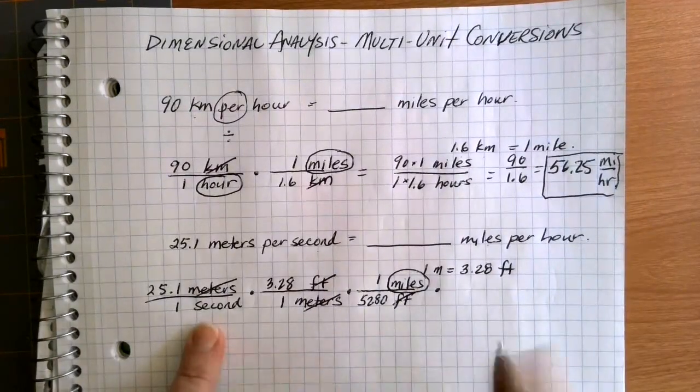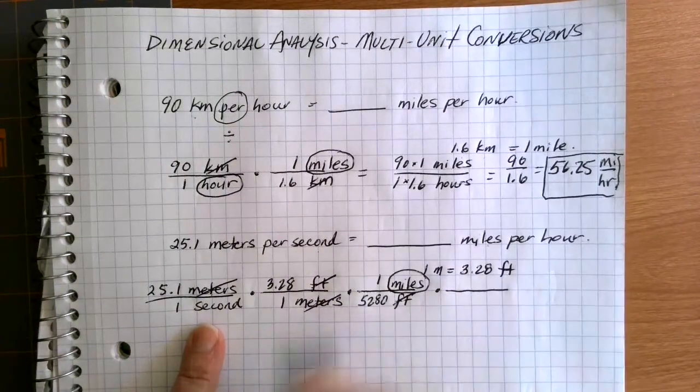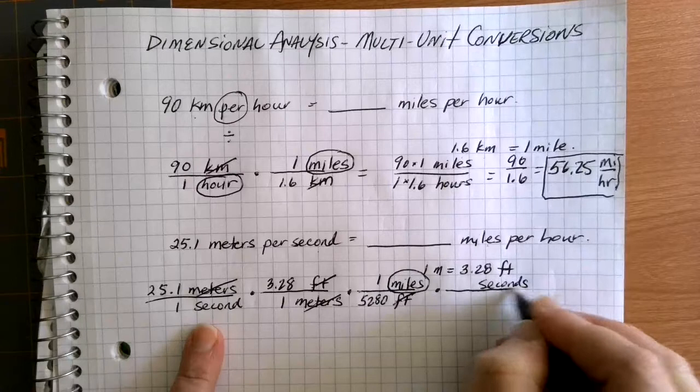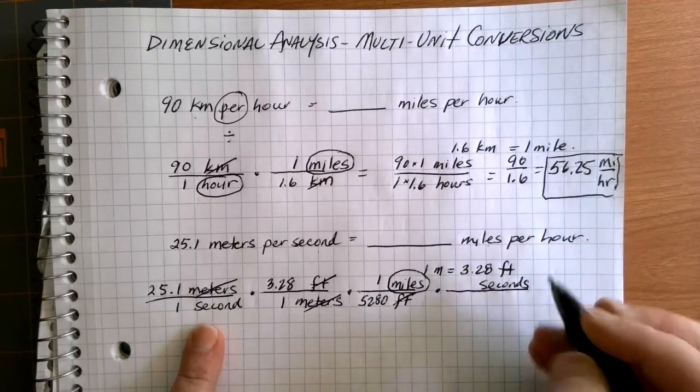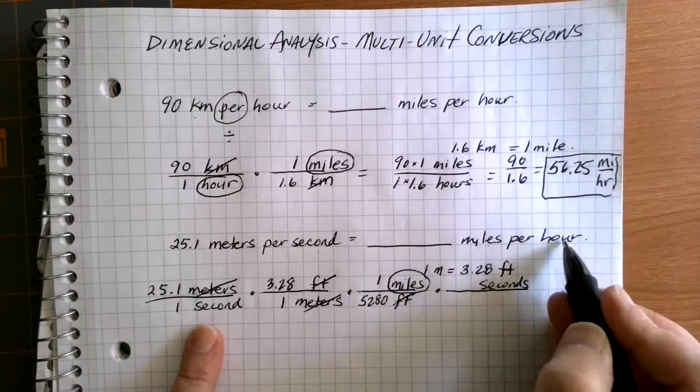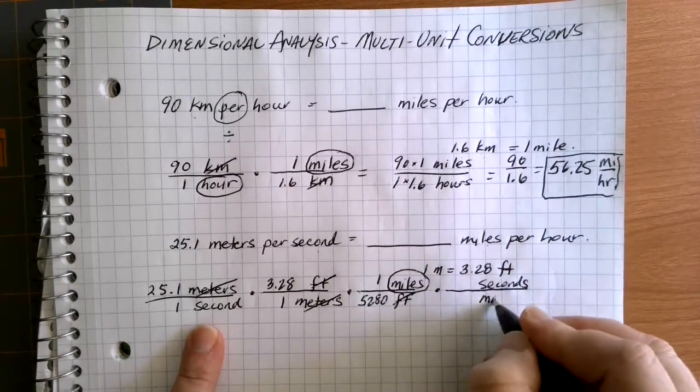This time, because seconds are in the denominator, if I want the seconds to divide out, I'm going to have to put seconds in the numerator. Remember, it's got to be something on top with something on the bottom. I'm going to go from seconds to, if I don't know how many seconds are in an hour, I can do seconds in a minute.